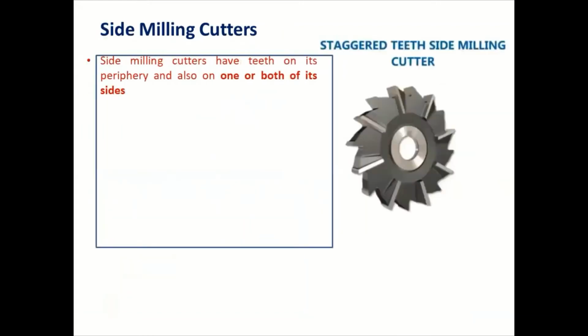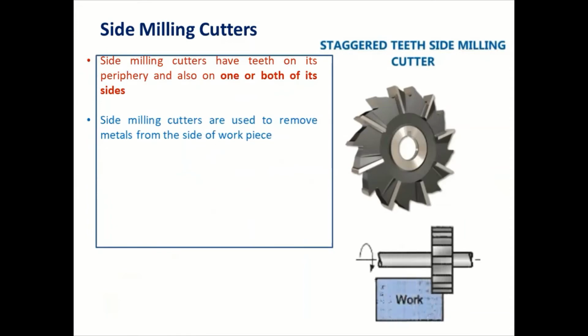Then the side milling cutter. In the side milling cutter, the teeth you can see on the periphery. Over this periphery there are teeth, and along with that on the side also teeth are available for cutting, but major cutting will take place on the periphery. I will explain. But this is the second cutter: side milling cutters are used to remove metal from the side of the work. So in this case, from this diagram, it is very clear. We are removing the material of the workpiece from the side.